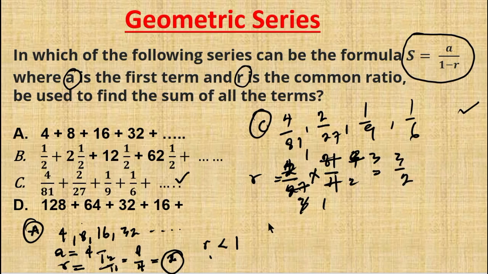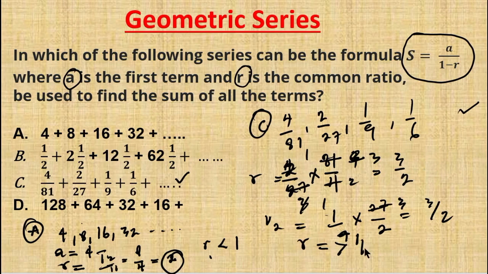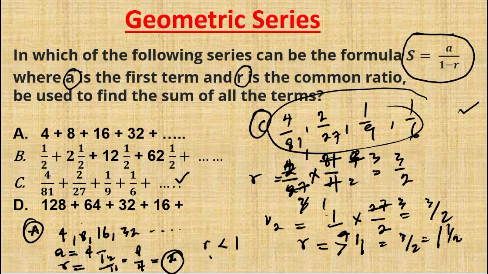Now let's check for the second R. Here again it will be 1 over 9 times 27 over 2, which equals 3 over 2. Although both R's are constant, and there is an R, you observe that the R in this case is greater than 1, because 3 over 2 is the same thing as 1.5. So this series cannot be solved with this formula.